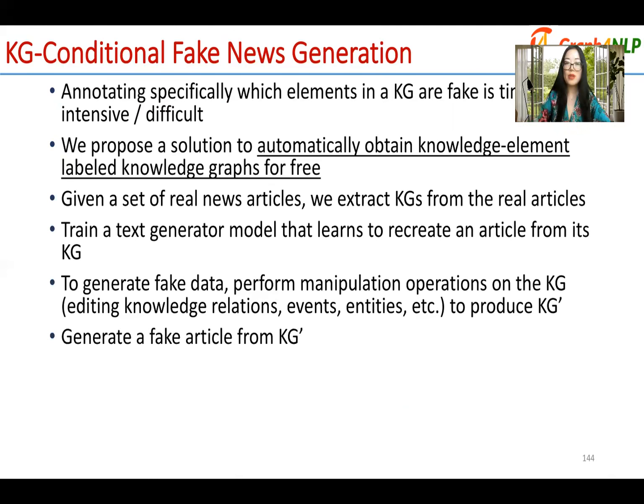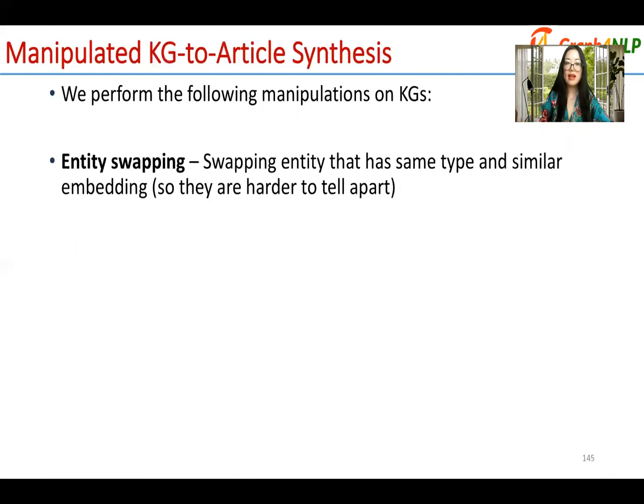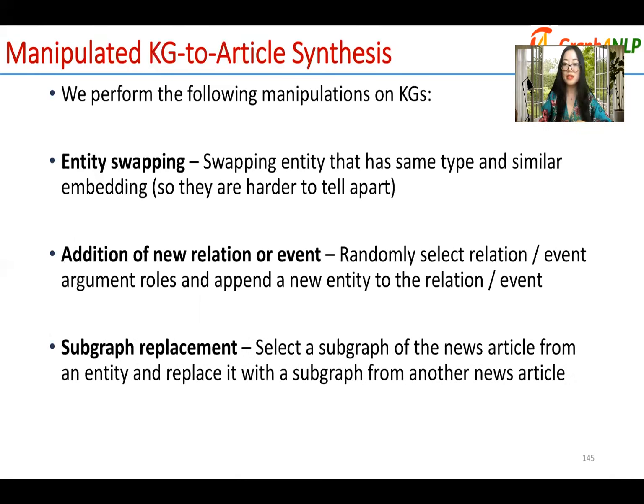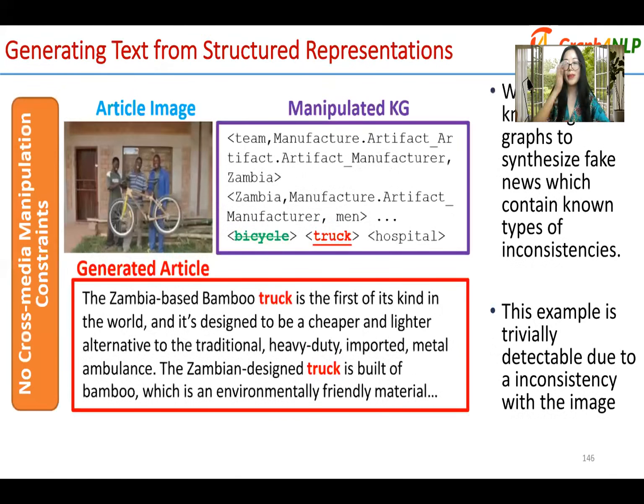So the idea is that we take any authentic article as input, construct a knowledge graph, and then do some manipulation on the graph. For example, we switch some entities and add relations or events, and then we use graph-to-text generation to generate the fake documents for training. But we need to follow certain criteria, otherwise the manipulated fake documents are very easy to detect, right?